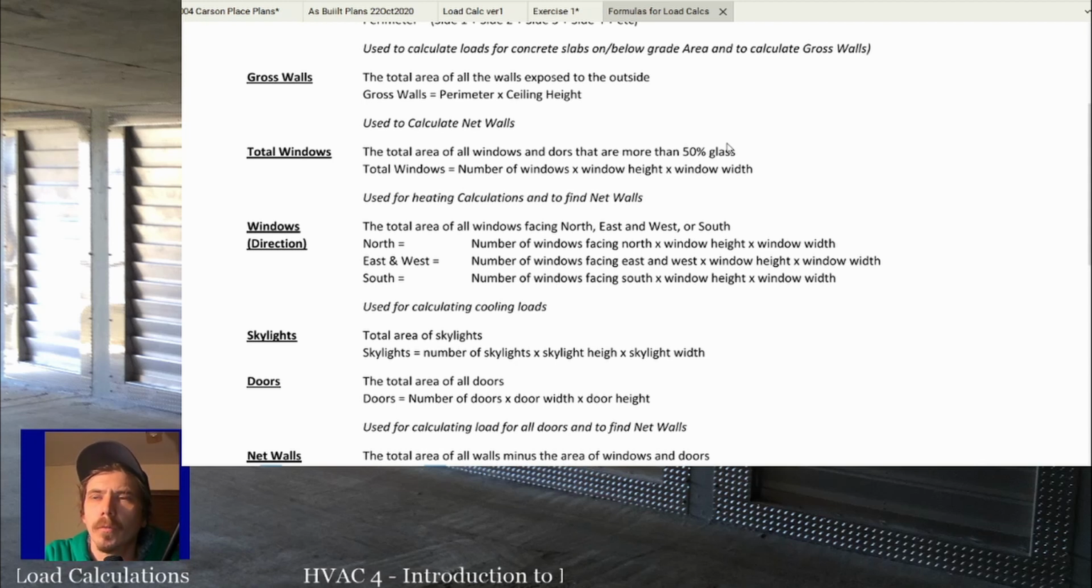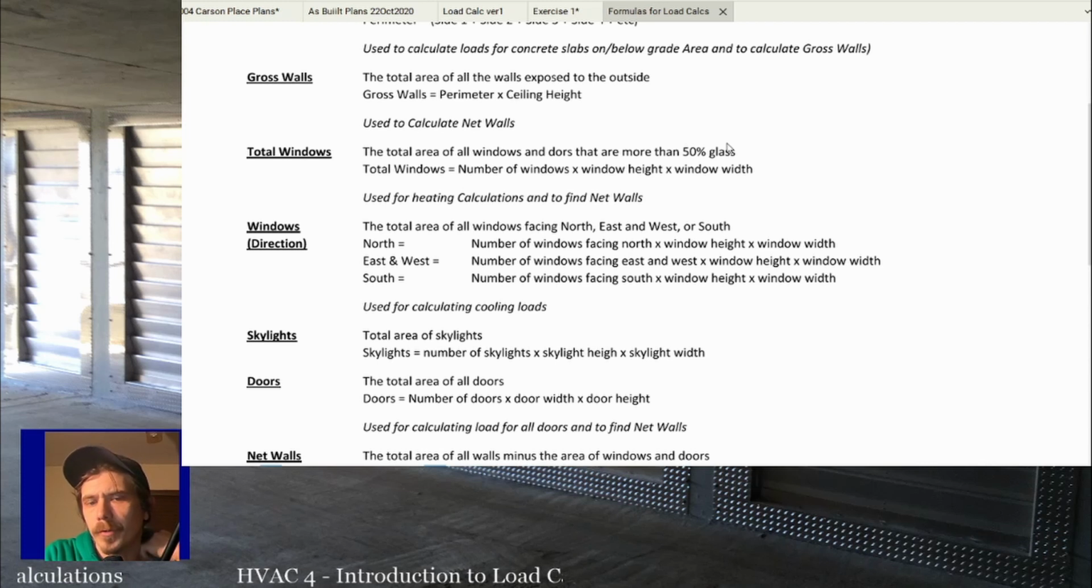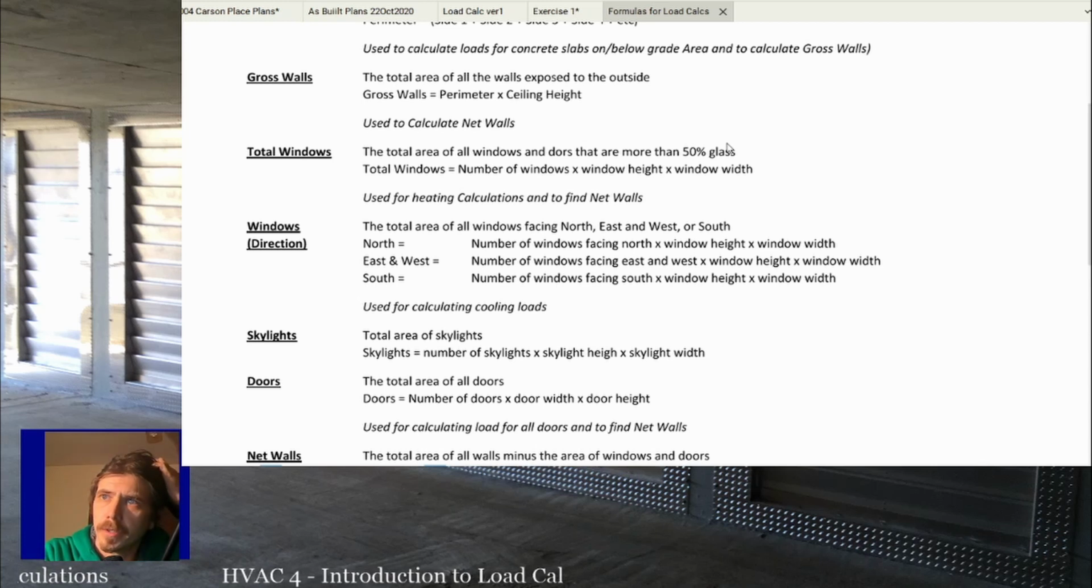So total windows will be the total area of all the windows. So total windows equals the number of windows you have times the window height and the window width. Again, you could have windows of different heights and widths. So you normally have to add those areas up separately. But for now, we're going to keep it simple with all windows the same height and width. And to be honest with you, most of the time, if I'm doing a load calculation, if I only got 1 or 2 odd-shaped windows, a few extra feet of glass doesn't kill you, okay? We're not trying to get spot on perfect. We're just trying to get as close as possible. So if you can average it out so that you can just make the formula simpler, then do that somehow. But anyway, that's used for heating calculations, and so we can find net walls. Now, windows in a particular direction, all right?